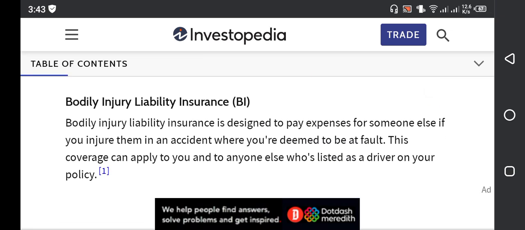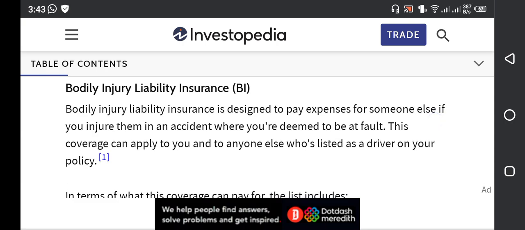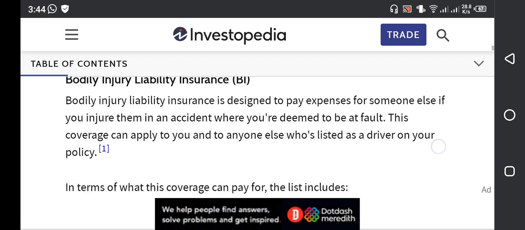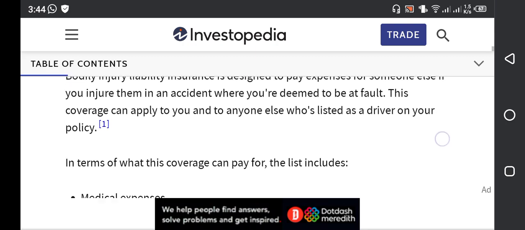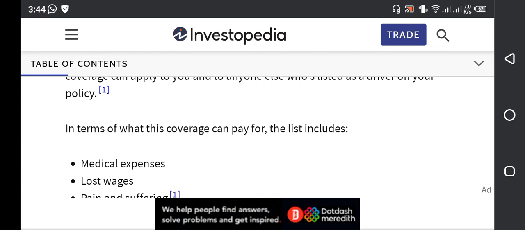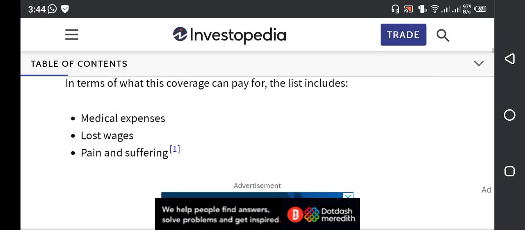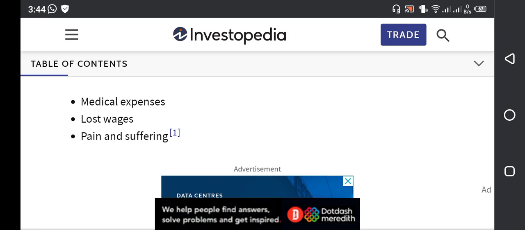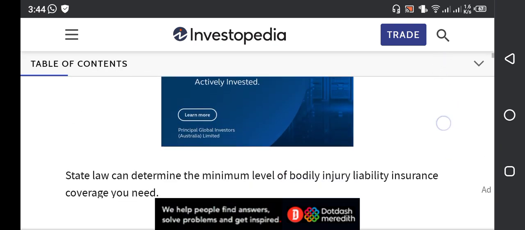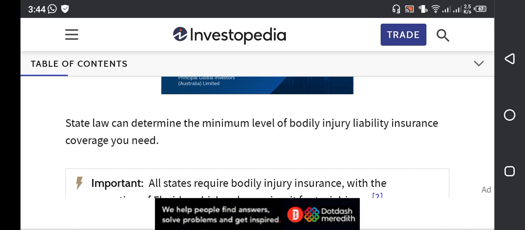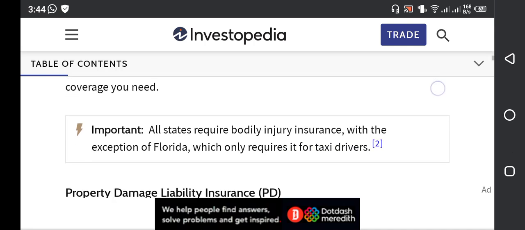Bodily injury liability insurance. Bodily injury liability insurance is designed to pay expenses for someone else if you injure them in an accident where you are deemed to be at fault. This coverage can apply to you and anyone else who is listed as a driver on your policy. In terms of what this coverage can pay for, the list includes medical expenses, lost wages, pain, and suffering. State law can determine the minimum level of bodily injury liability insurance coverage you need.